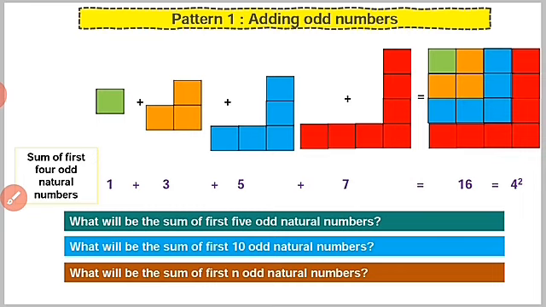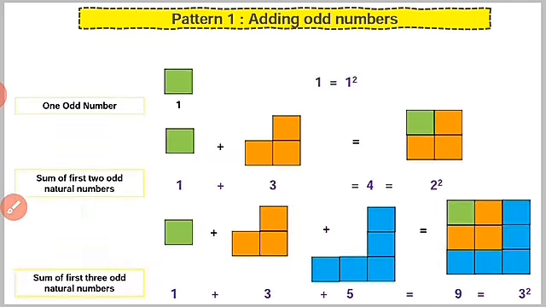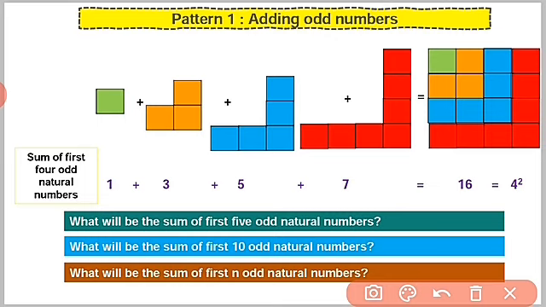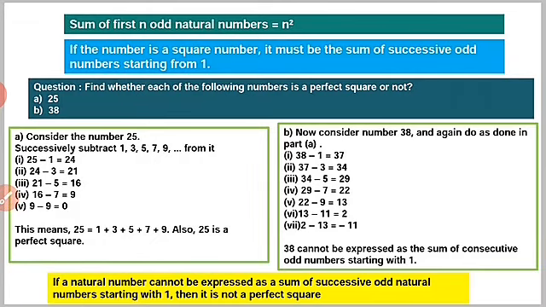So the next question is, what will be the sum of first n odd natural numbers? Children, here we are not taking any number. It is just an alphabet, that is n. So what will be the sum of first n odd natural numbers? Yes, it will be equal to n squared. So sum of first n odd natural numbers is n squared.